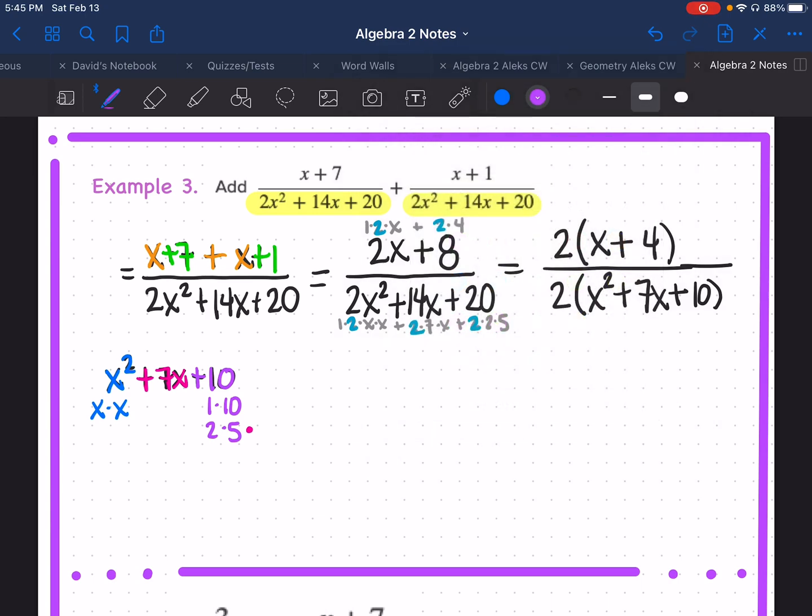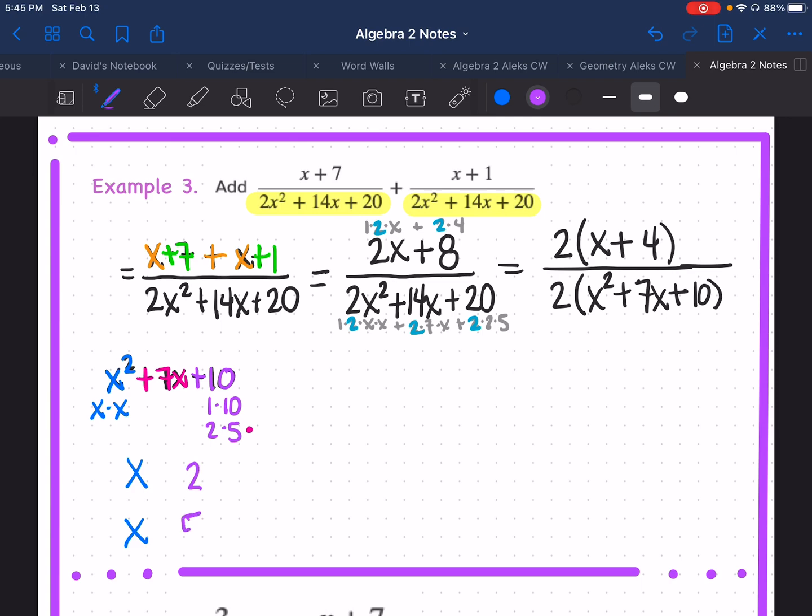And I'm going to look right over here. The factor in the numerator that I have is 4. 2 and 5 does not match 4. 1 and 10 do not match 4. So there's really no need for me to factor this. Just for practice purposes, though, it would factor into 2 and 5.